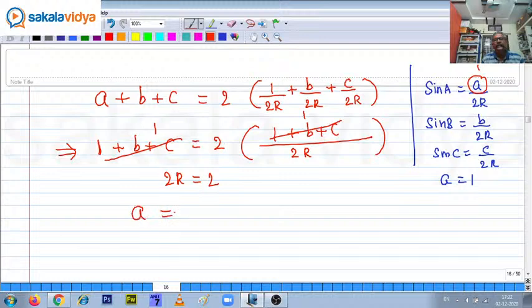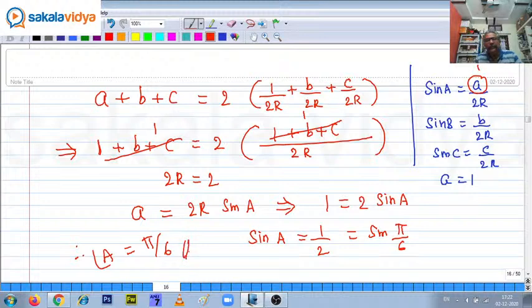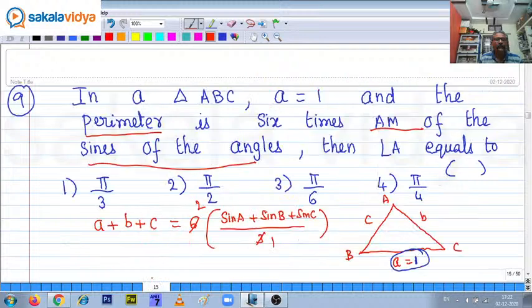We know that A is equal to 2R sine A. So now A equals to 1 equal to 2 sine A. Obviously sine A equals to 1 upon 2, whose value is sine 30. Sine 30 means pi by 6. Therefore angle A equals to pi upon 6 is the answer. Yes, third option is the right option.